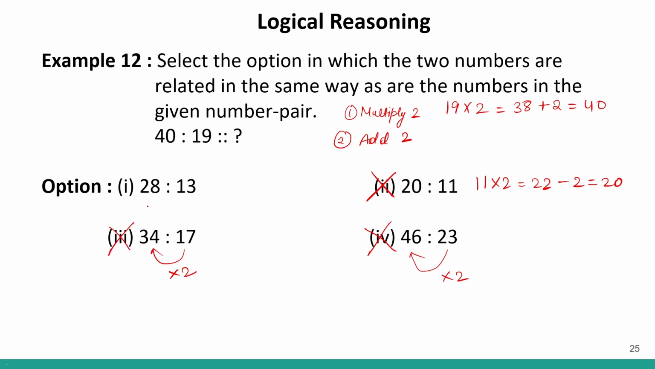Let us try for option number 1. For option number 1, it will be 13 into 2. 13 into 2 will be 26. And if I add 2, it will give me 28. So option number 1 uses the same logic as this analogy. Therefore, our answer will be option number 1, 28 is to 19. Clear? So this is how you solve questions on analogies.